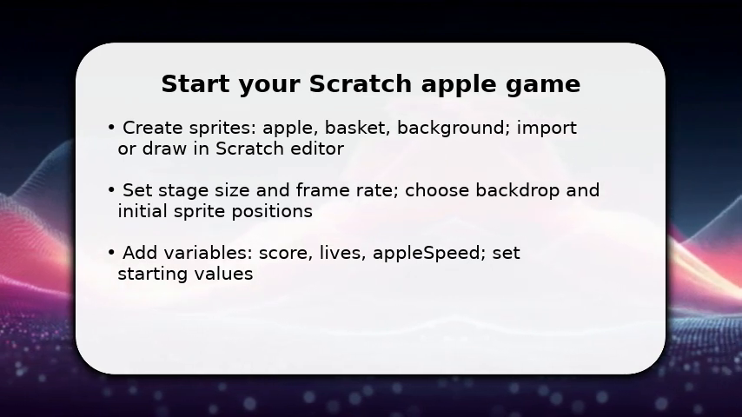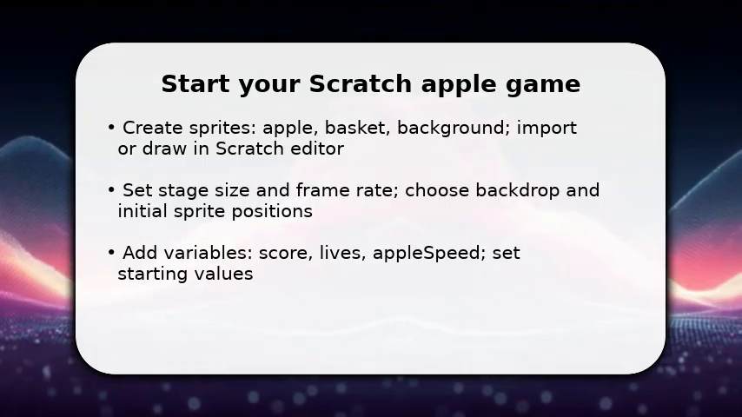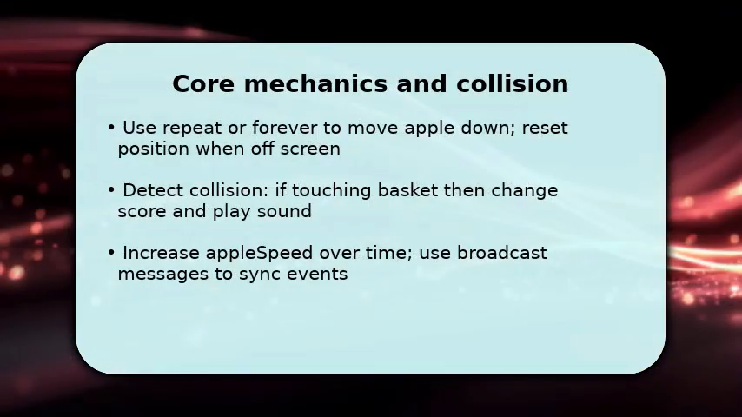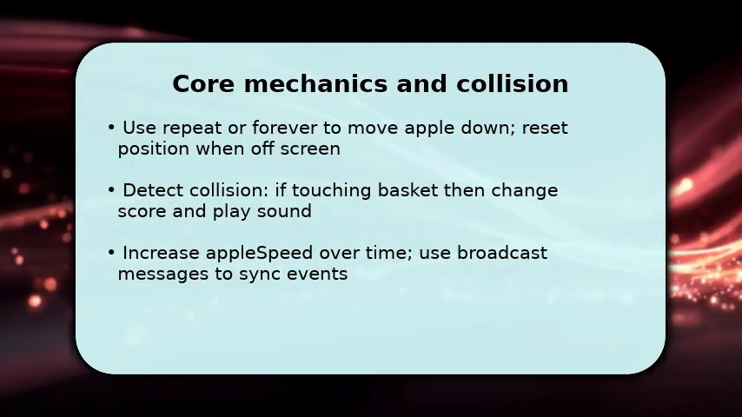You now implement the core mechanics. Use a forever loop to change Y by negative apple speed so the apple falls, and when Y is less than negative 180, reset Y to top with a random X between minus 230 and 230.